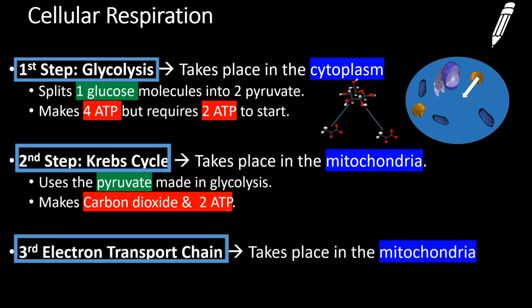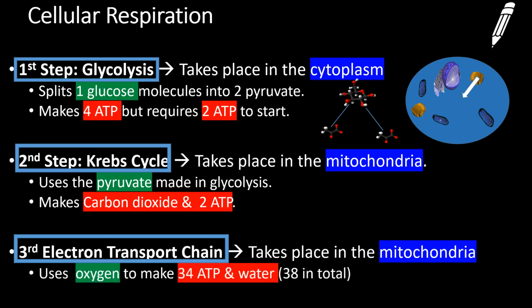The last step of cellular respiration is called the electron transport chain, and this is a different process, but it also occurs in the mitochondria. So we're going to make more energy here. This is going to use oxygen, okay? So now we have to breathe in oxygen. The mitochondria is going to use oxygen, and it's going to make 34 ATP and water. So we're going to have about 38 ATP total.